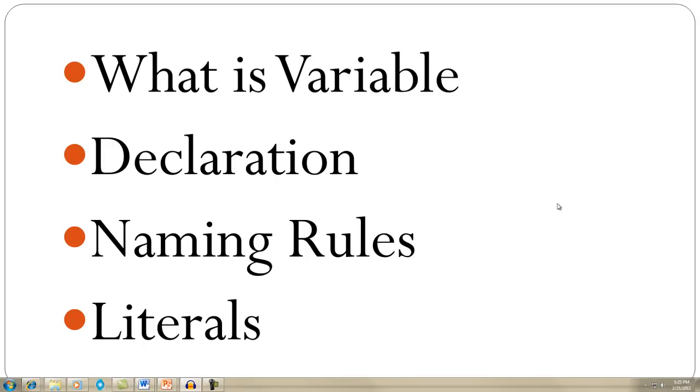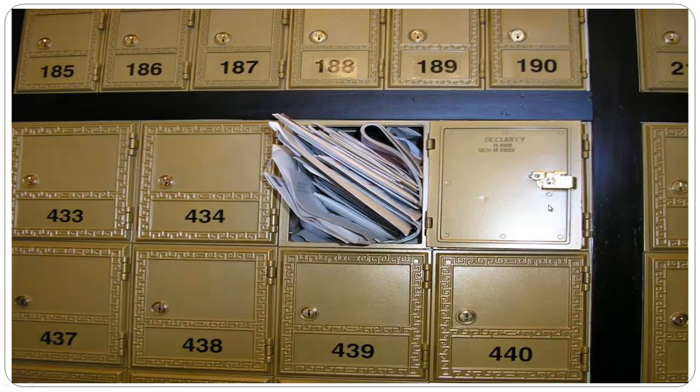In this tutorial, we'll discuss what is a variable, how to declare a variable, naming rules, and what are literals. What is a variable? It is a place to hold values. A real-life analogy would be mailboxes, which hold mail. Mailboxes have a number. Similarly, variables have a name.